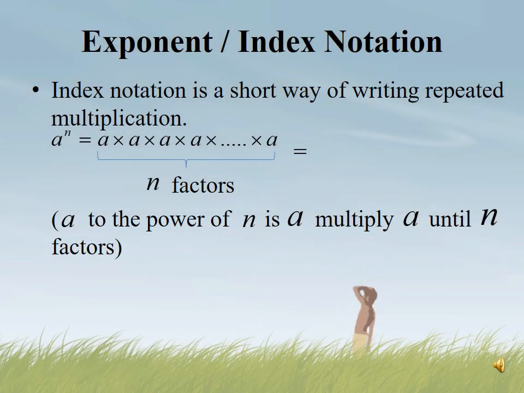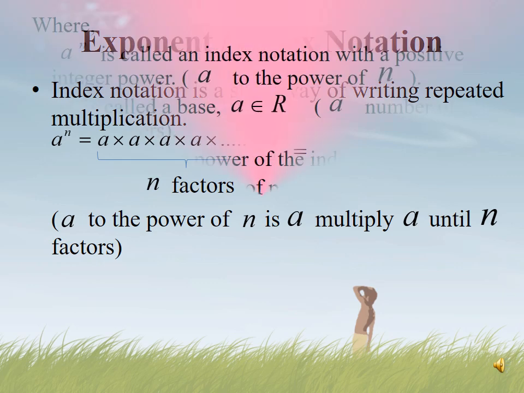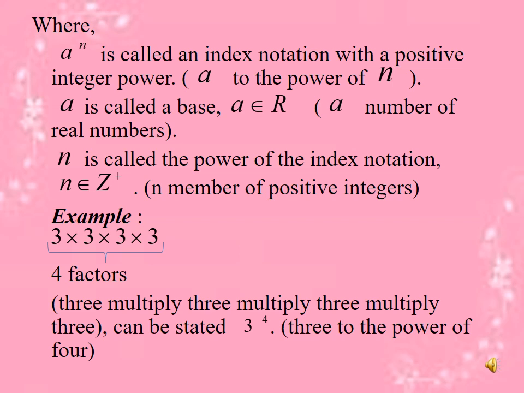Exponent or index notation. Index notation is a short way of writing repeated multiplication. a to the power of n is a multiplied by itself until there are n factors, where a^n is called an index notation with a positive integer power. a is called the base, a member of the real numbers. n is called the power of the index notation, a member of the positive integers. Example: 3 multiply 3 multiply 3 multiply 3 can be written as 3 to the power of 4.